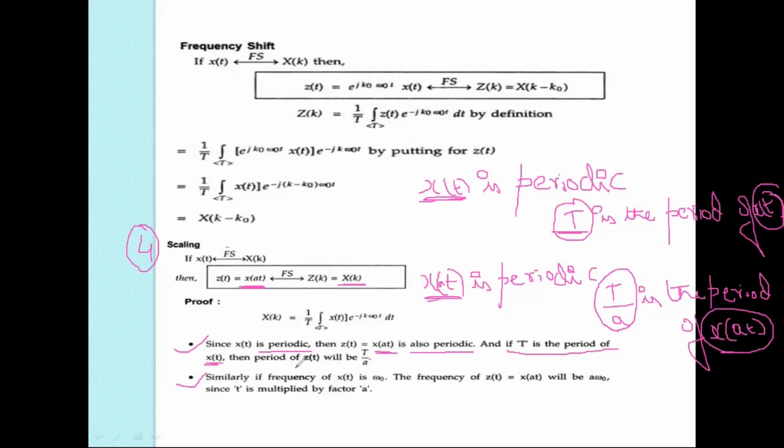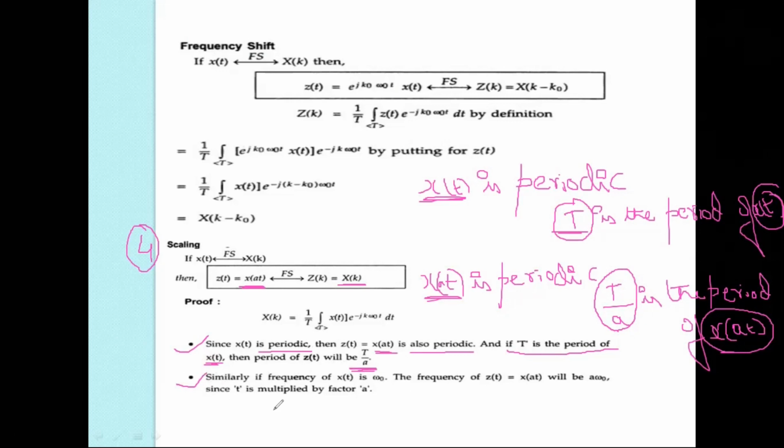It's very important. Now the period of z of t. Why am I saying z of t? Because z of t is x of at only. The period of z of t will be T by a, in the time domain.